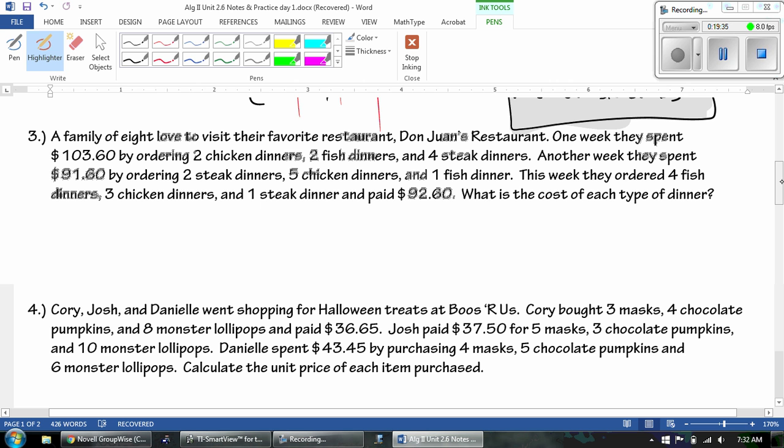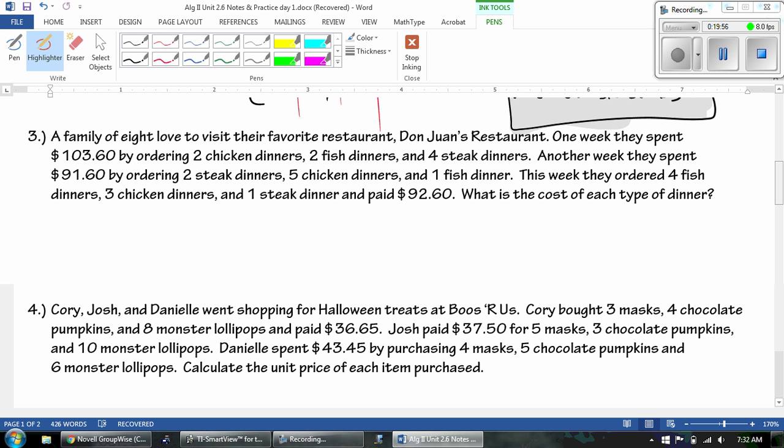Okay, number 3. I'm going to help you set this one up, and we'll see how you do. So a family of 8 loved to visit their favorite restaurant, Don Juan's Restaurant. One week, they spent $103.66 by ordering 2 chicken dinners, 2 fish dinners, and 4 steak dinners.